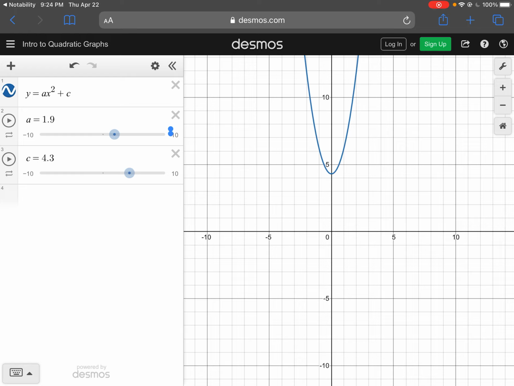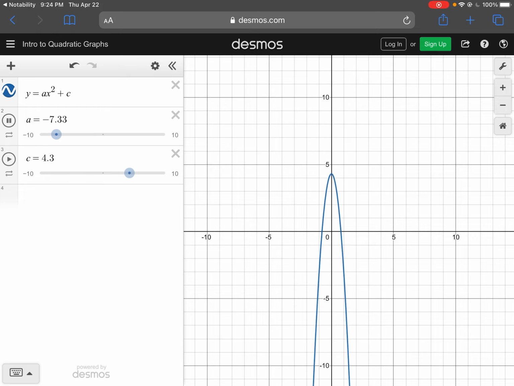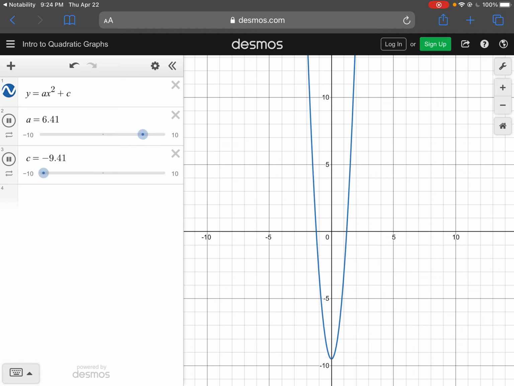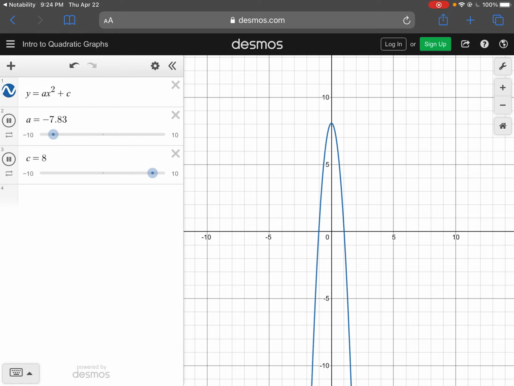Last fun thing, you'll notice this play sign. As I tap the play, it'll move by itself, so you can watch what happens when A changes. That's really fun. You can also pause it. Watch what happens when you just let C go up and down, and then you can make them go at the same time. And then everything is just crazy.